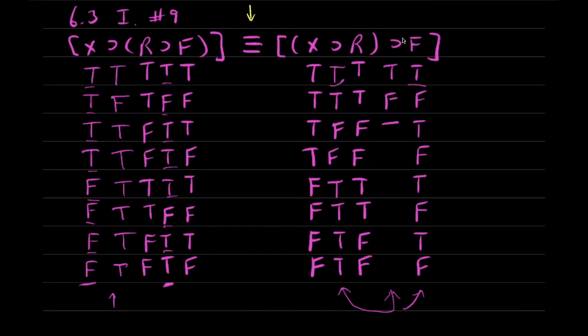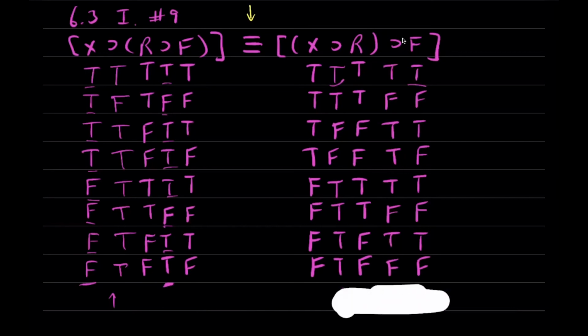False implying true will give us true. False implying false will give us true. True implying true will give us true. But in this next row, true implying false will give us false. True implying true will give us true. And true implying false will give us false.